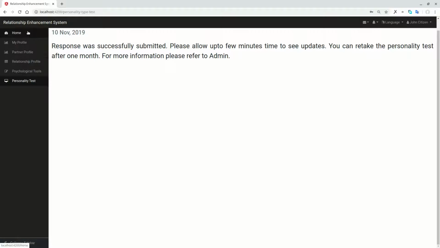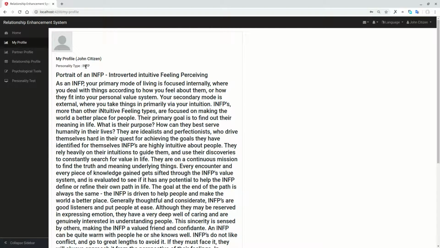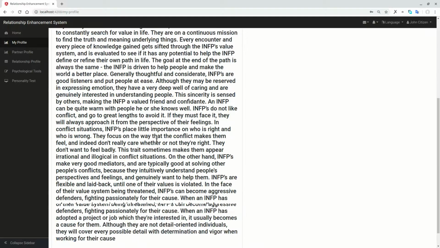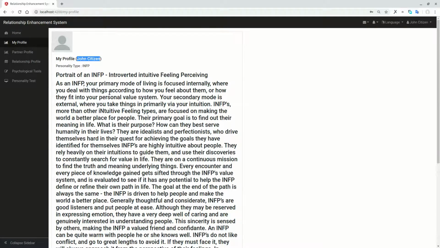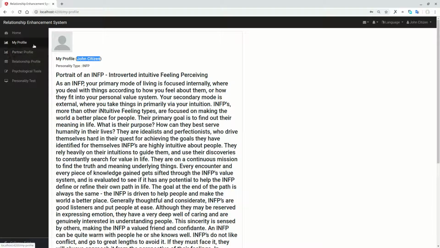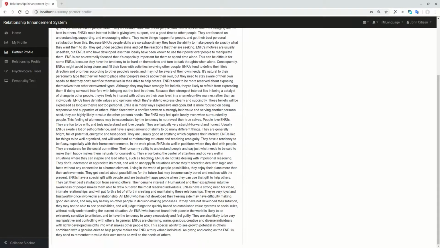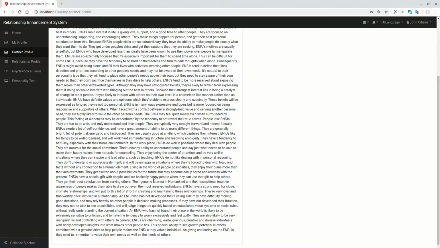This is a profile, and there's a personality type for the subject person we assumed here. These are the details. In the system we have all 16 types of personality details, and the system can generate accordingly what personality type you have. Similarly, a partner would have a similar profile. So there's an ENFJ. This is their personality profile, and it discusses how they would behave in general in their life.